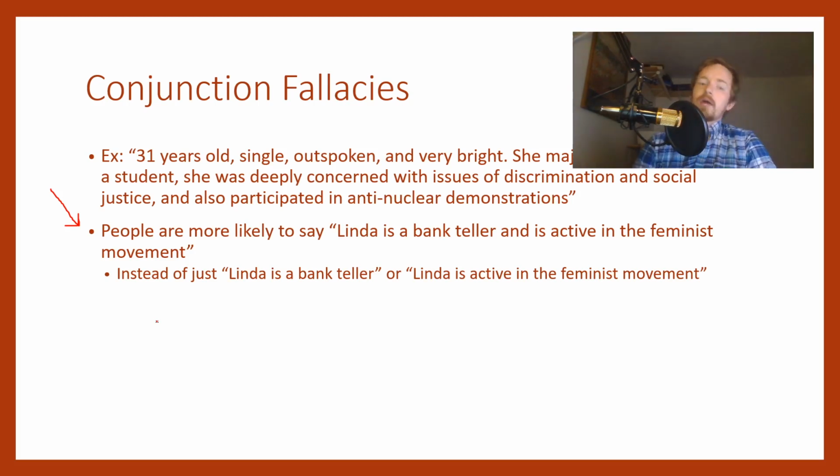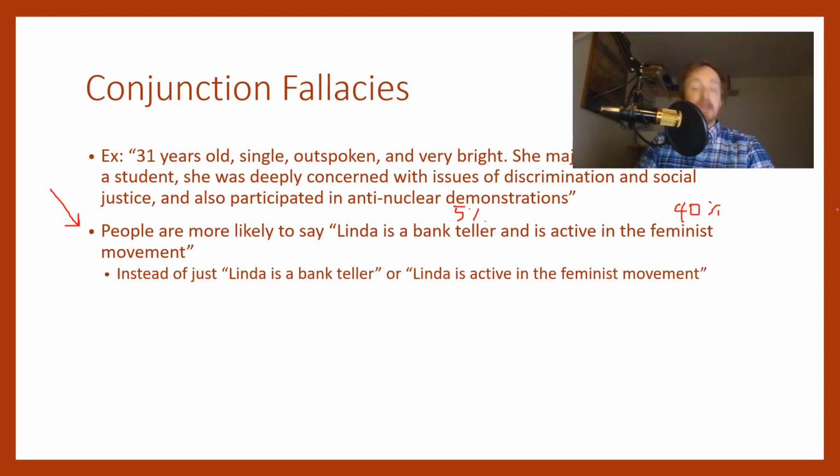Which is bizarre, right? Because what we just talked about was, let's say, for example, that the likelihood of being a bank teller is 5%, and the likelihood of being active in the feminist movement is, let's say, 40%, right?